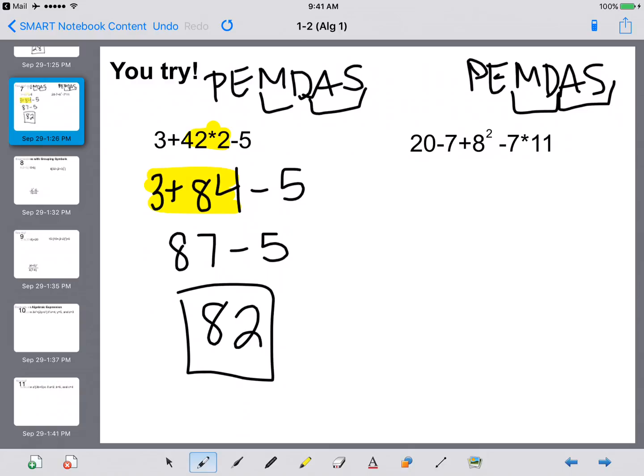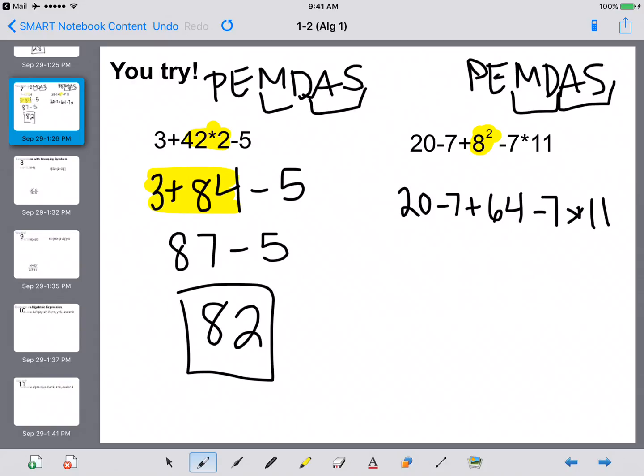On to our next problem here, 20 minus 7 plus 8 squared minus 7 times 11. So first off, I don't see any parentheses, so we're in the clear there. I see an exponent, so 8 squared. So we write down everything, 20 minus 7 plus 8 squared. 8 times 8 is 64, and then everything else gets written in.